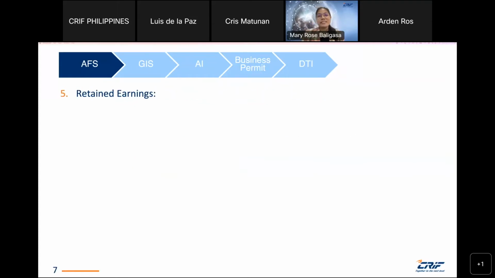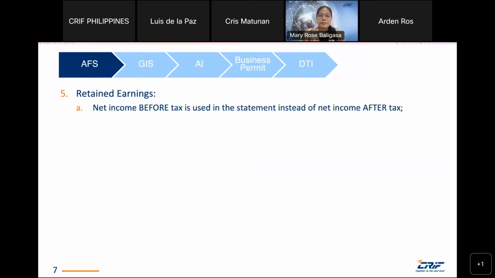Another one is the retained earnings. We have two scenarios where we consider this as red flag. The first scenario is that the net income before tax is used in the statement instead of net income after tax.